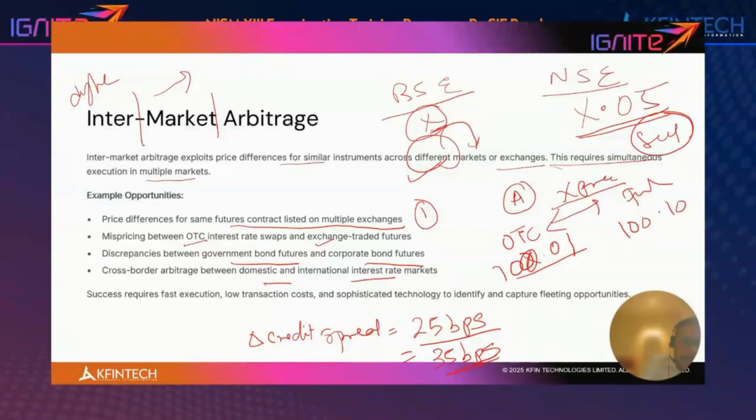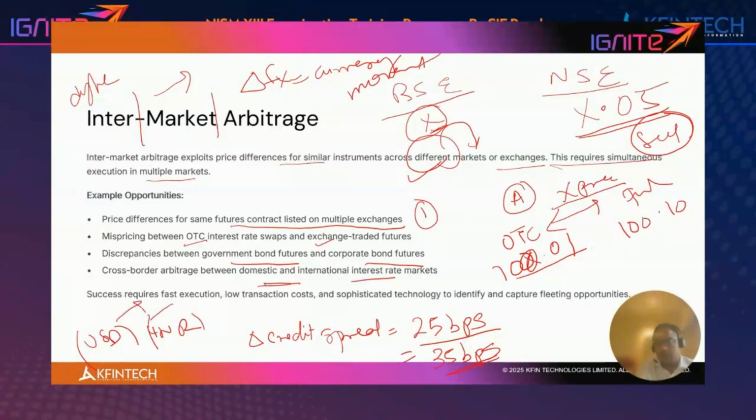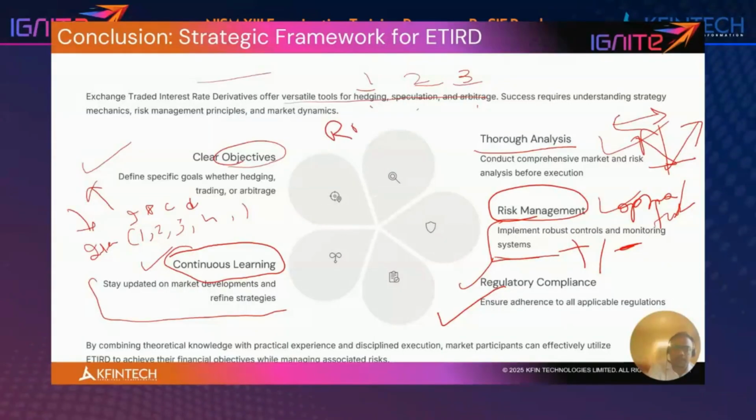Cross-border arbitrage between domestic and international interest rate markets. This can happen when you have good knowledge of currency movement. Suppose you have a dollar bond and an INR bond of a similar profile, but the currencies are different. You might want to benefit from this as long as you can hedge the foreign exchange risk. Cash futures, as I mentioned, interest rate in India is managed both by SEBI and RBI.